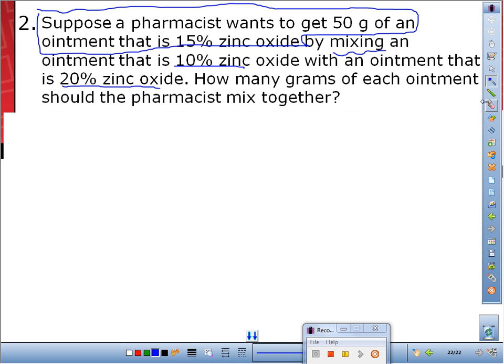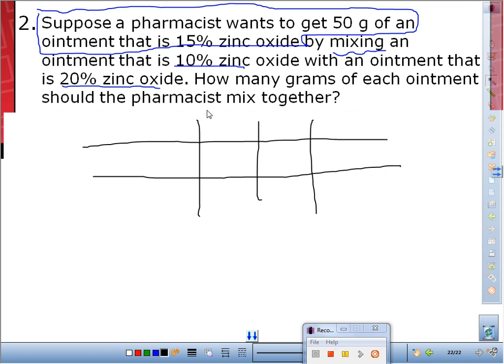So these are my two mixtures. Make sure you point that out from the beginning, or else you're going to make a mistake setting up your table. So here we go. 1, 2, 3, 2 across. This is our first mixture, second, and total. So what is our first mixture? 10%, then 20%, and that gives us 15%.